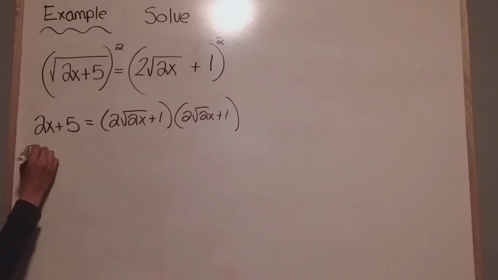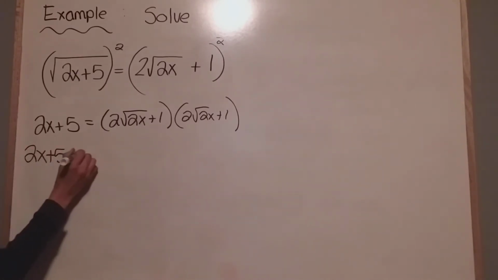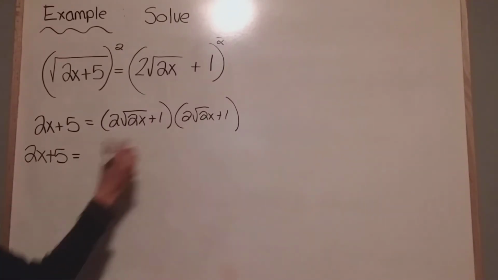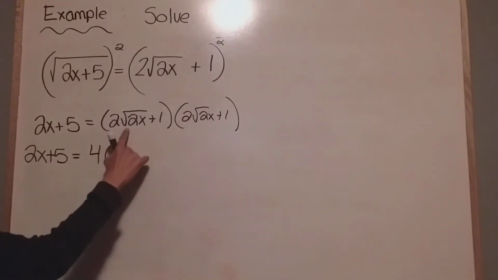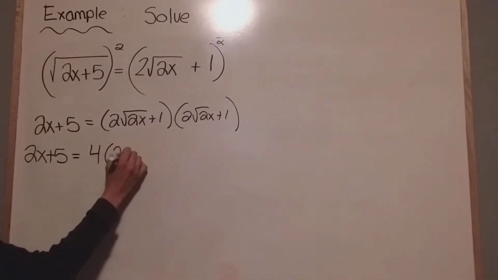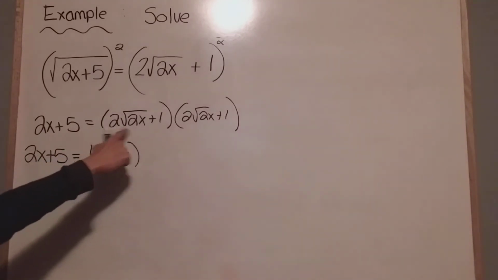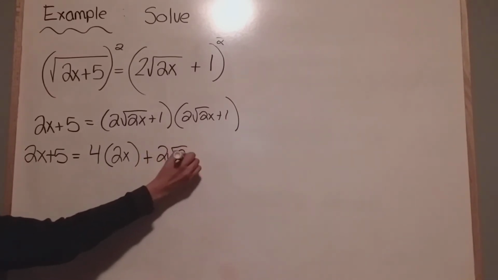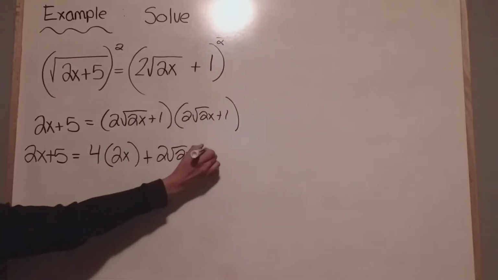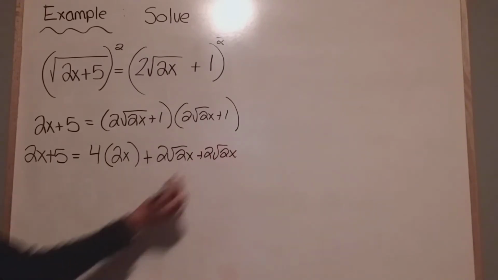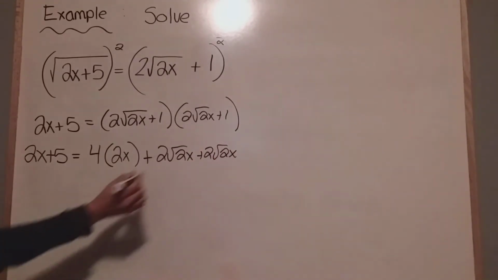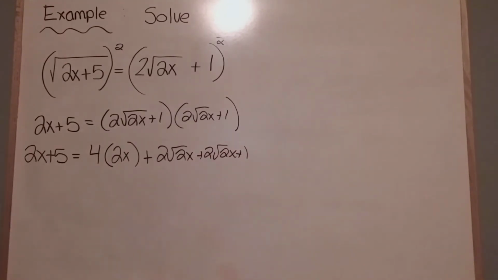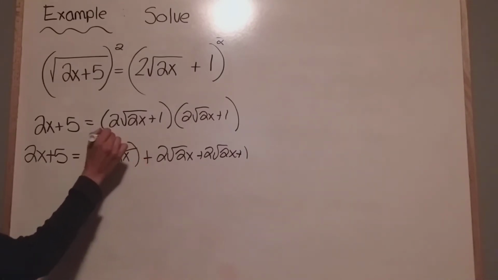This side will stay the same. Here I have to FOIL. I have to multiply this with this. So 2 times 2 is 4. The radical times the radical just leaves you with 2x. Then I have to go this times the 1, which leaves me with plus 2 root 2x. And then this times this, which gives me 2 root 2x. And then last thing, 1 times 1 gives me positive 1. Okay, I can solve this. This just gives me 8x.